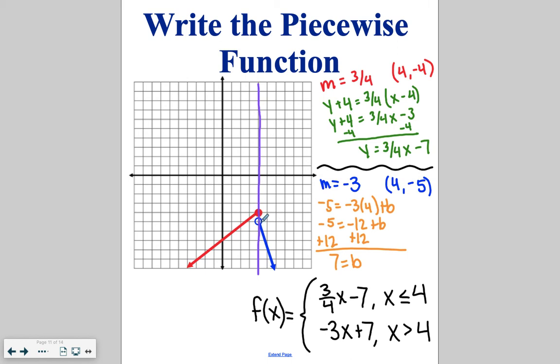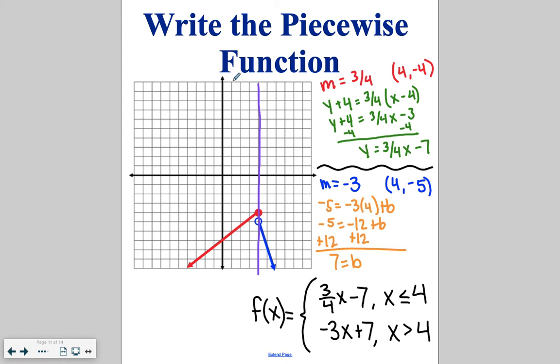For blue, your slope is down 3 over 1, so -3, and your point is (4, -5). Plug that in and you get a b value of 7. You also could have used that point-slope form to solve.